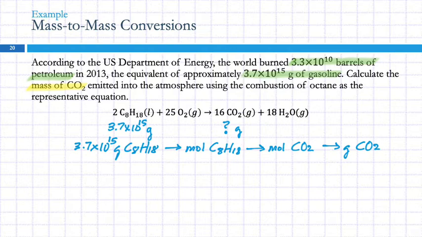So there's our path, grams to moles to moles to grams. We'll write it down with 3 fractions, stick the units in, then put the numbers in, and it's all good. So 3.7 times 10 to the 15th grams of C8H18. So I'm going to have three fractions. The first one is going to have moles of octane.